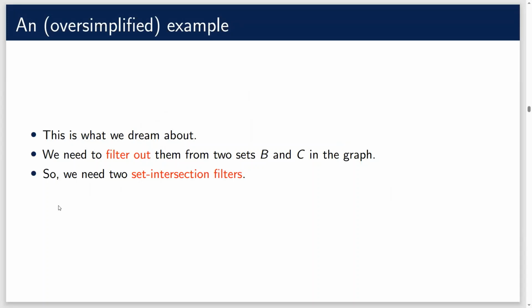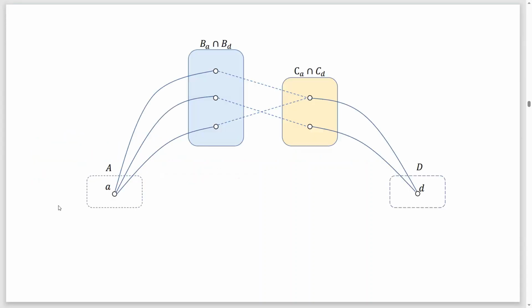But yeah, obviously this is what we dream about, which is oversimplified. We obviously cannot replicate BA cap BD and CA cap CD in isolation for every pair A and D, since then the number of vertices will be, I think, n cubed. So that's too large. We don't want that.